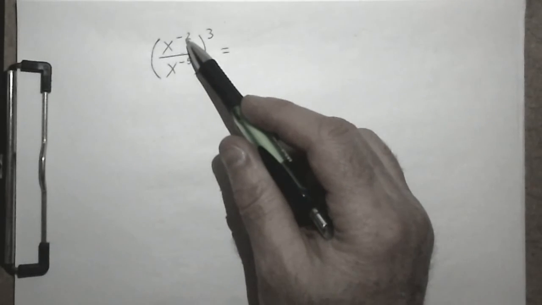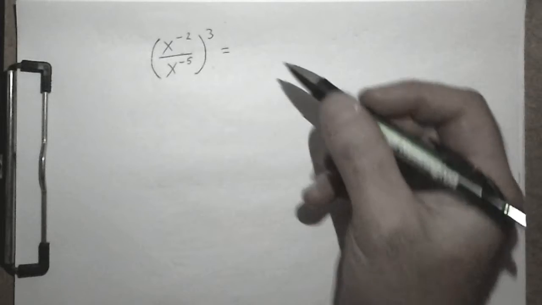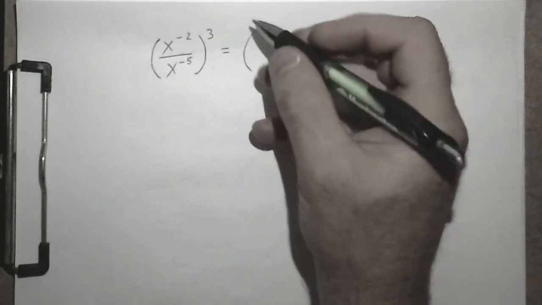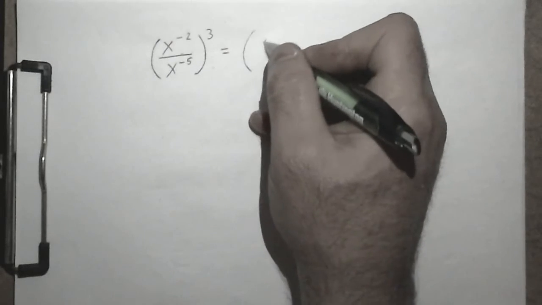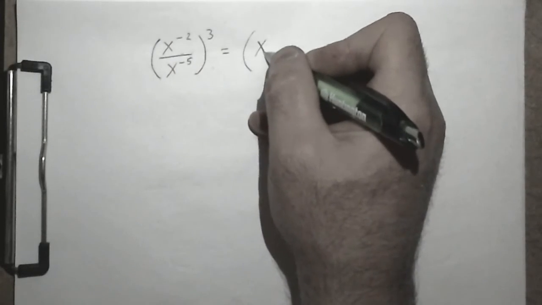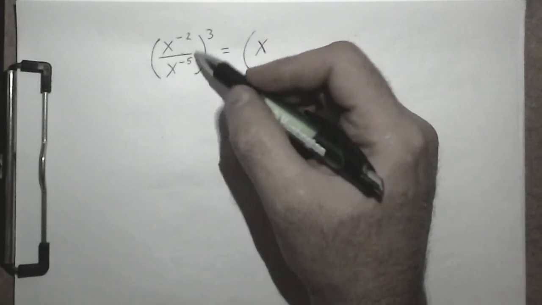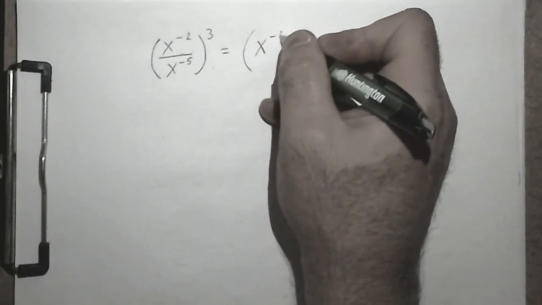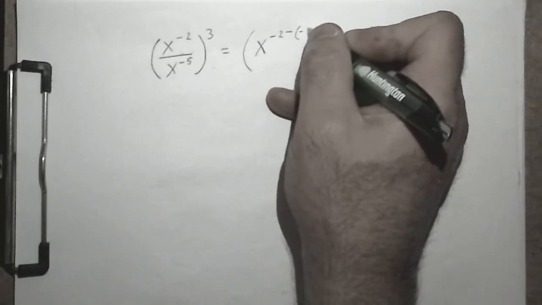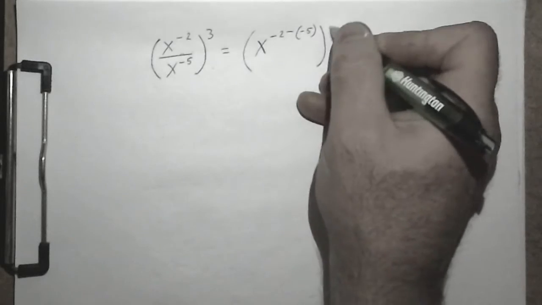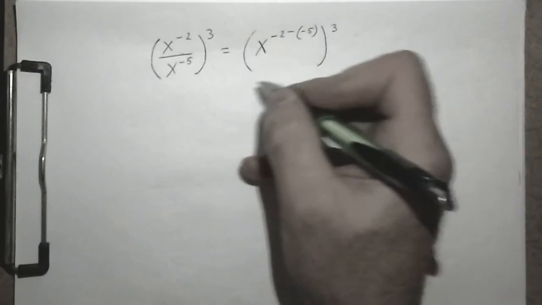So x to the negative 2 power divided by x to the negative 5 power. What we're going to have is we're going to leave the base the same, x the same, and then we're going to take the numerator exponent, subtract off the denominator exponent. So this will be x to the negative 2 power, subtract negative 5, and then this whole quantity is going to be raised to the third power.